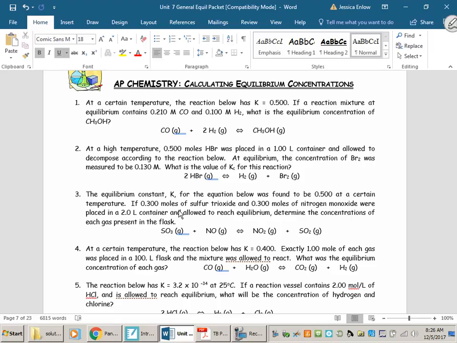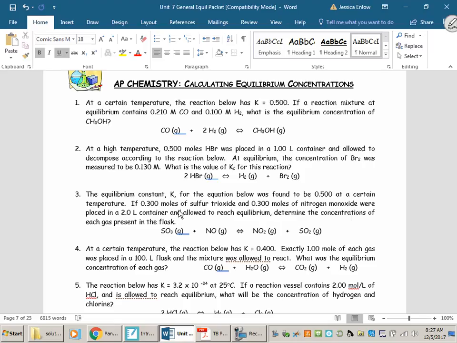Can we switch modes? Let's go back to easy stuff. Pull out your packet. We're going to do more of this tomorrow. In your packet is a problem set about practicing neglecting x, which we'll do more of tomorrow. It says AP Chemistry, calculating equilibrium concentrations, 1 through 10. Let's take about 10 minutes right now. It's on the second page, upper right-hand side.